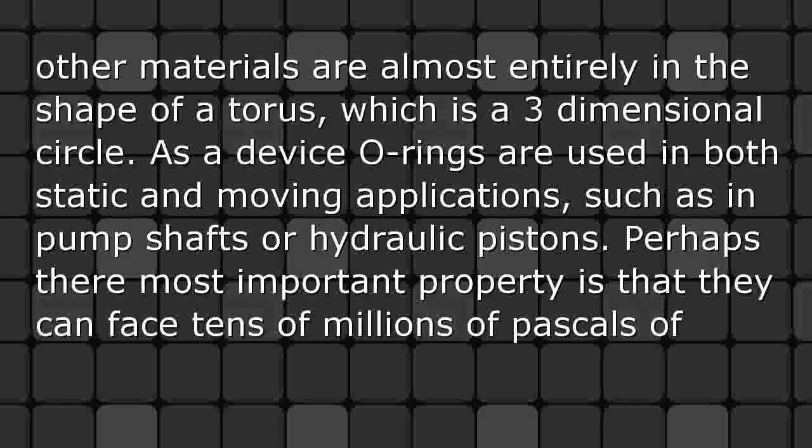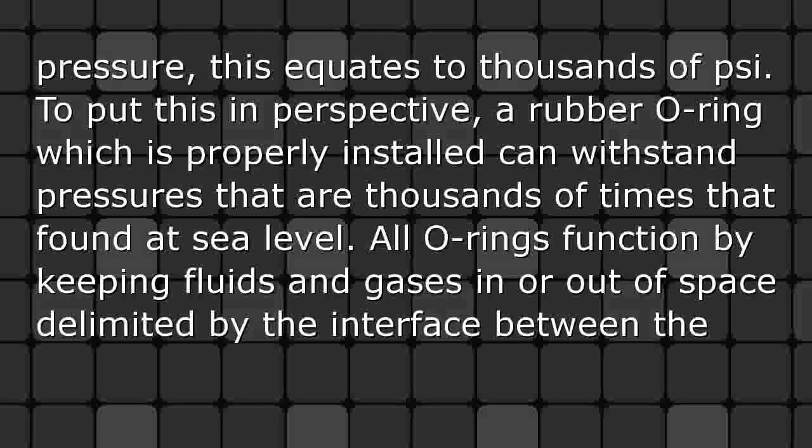As a device, O-rings are used in both static and moving applications, such as in pump shafts or hydraulic pistons. Perhaps their most important property is that they can face tens of millions of pascals of pressure. This equates to thousands of psi. To put this in perspective, a rubber O-ring which is properly installed can withstand pressures that are thousands of times that found at sea level.